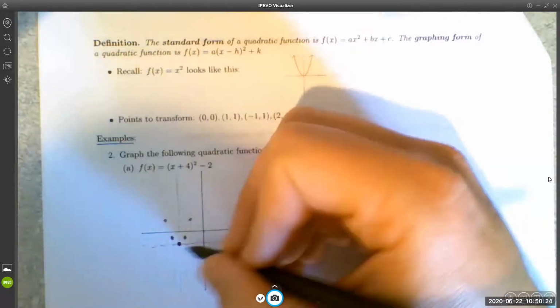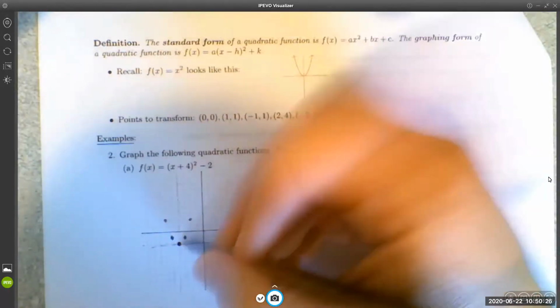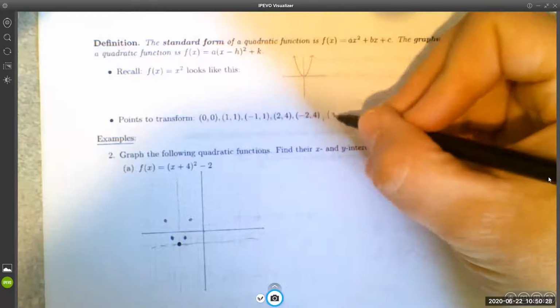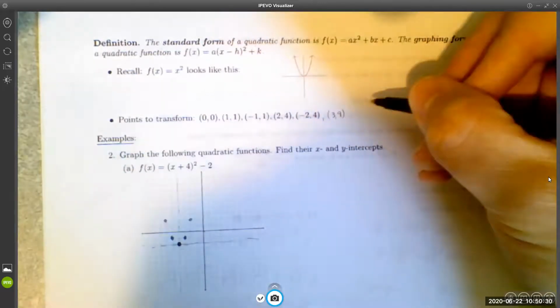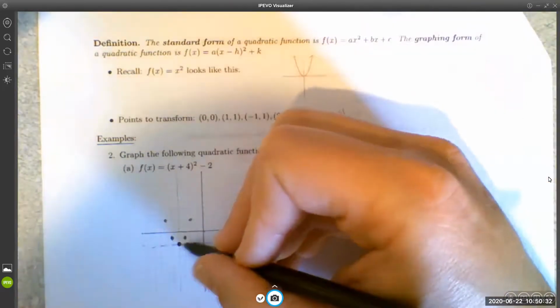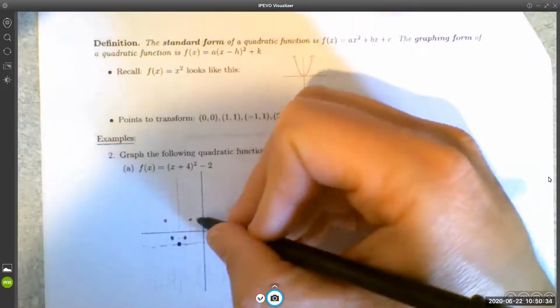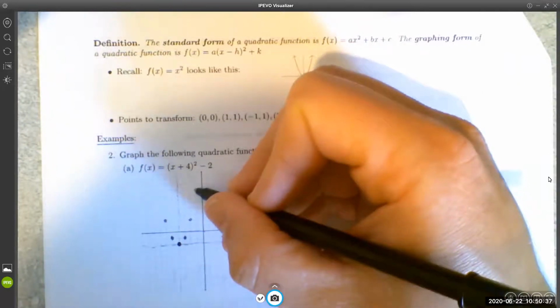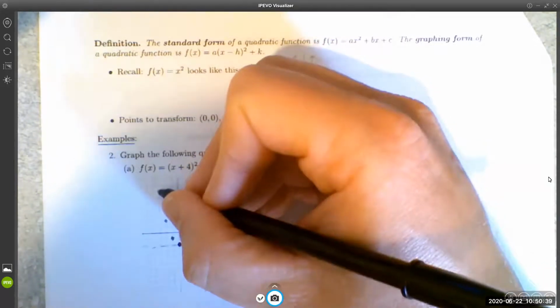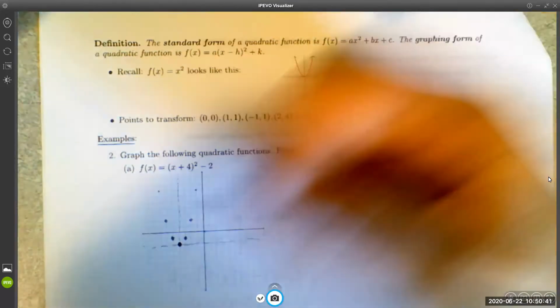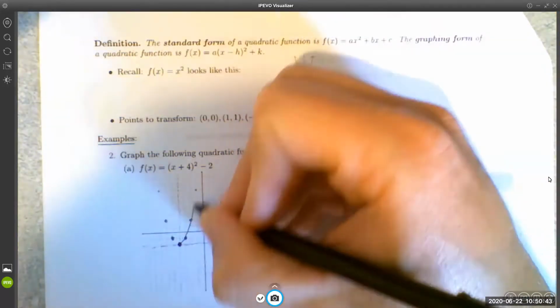Anyway, if I wanted another point on here, I know that the next point on this list would be (3, 9), because if I square 3, I get 9. So I could count over 3 and up 9, and then I know that point's on there. It's not totally necessary for you to give me those extra points, but if you want, it doesn't hurt.